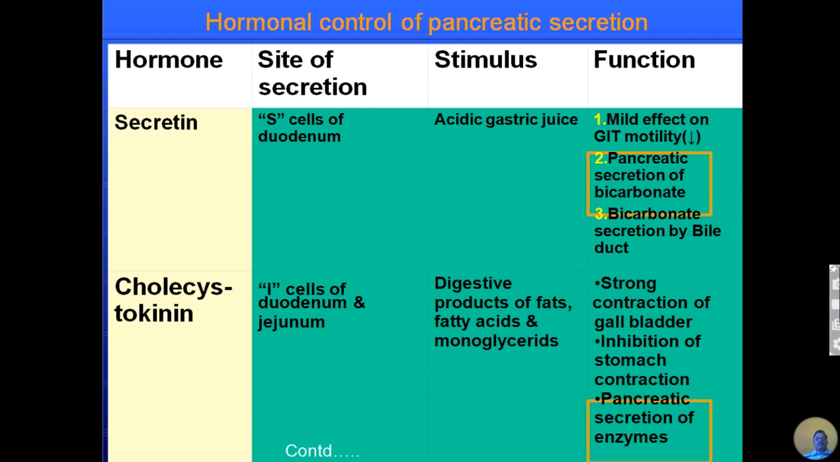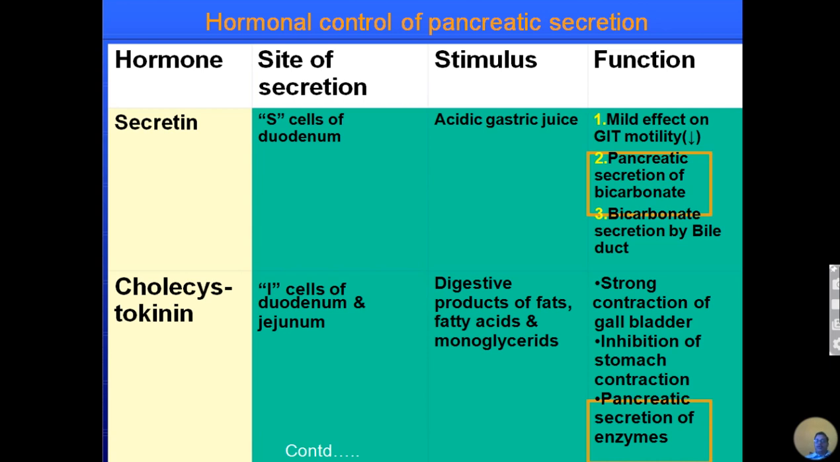Again being liberated from the duodenum and jejunum, the I cells. Digestive products of the fats, fatty acids, monoglycerides. So stimulant means if the intestinal contents have the maximum fat or maximum fatty acids or monoglyceride compounds, it will stimulate the cholecystokinin. So let's start with the contraction now.